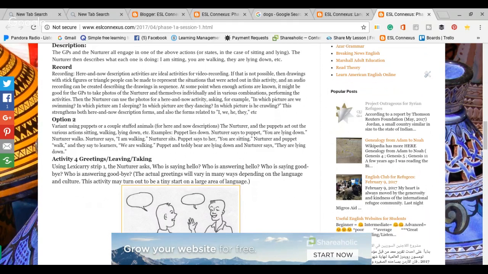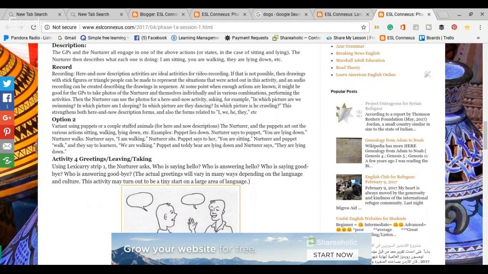At some point, when enough actions are known, it might be good for the GPs to take photos of the nurturer and themselves individually and in various combinations, performing the activities. Then the nurturer can use the photos for a here and now activity.